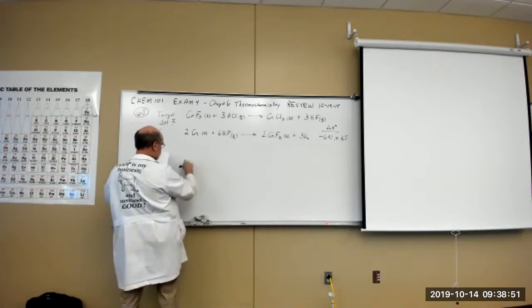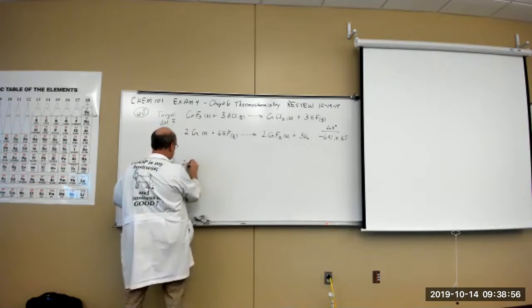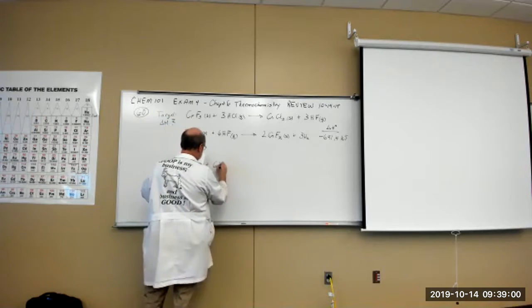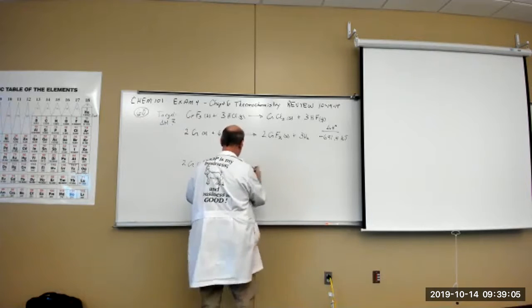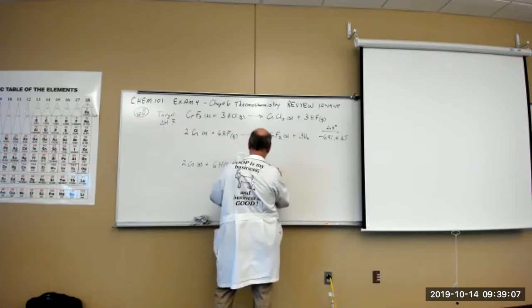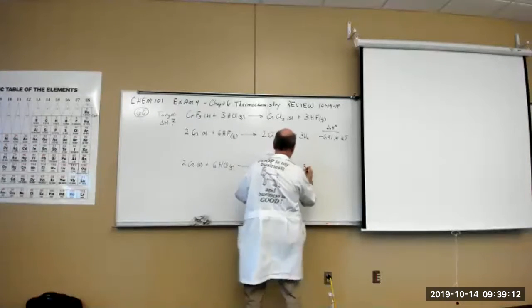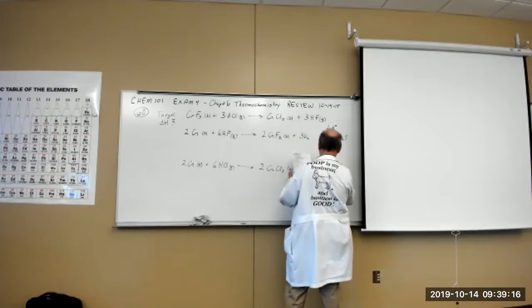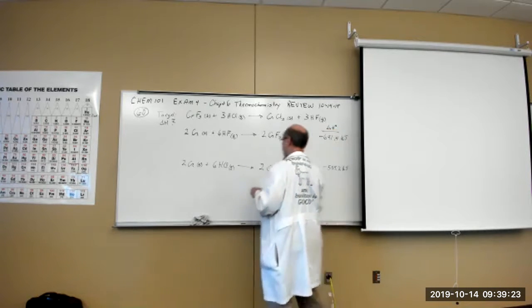Let me write the second one down here because we want to manipulate these reactions. So this one reacted with hydrogen chloride gas yields this one plus this one. And the enthalpy of this reaction is 59.2 kilojoules.